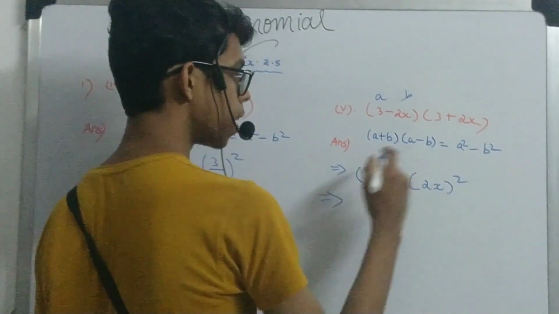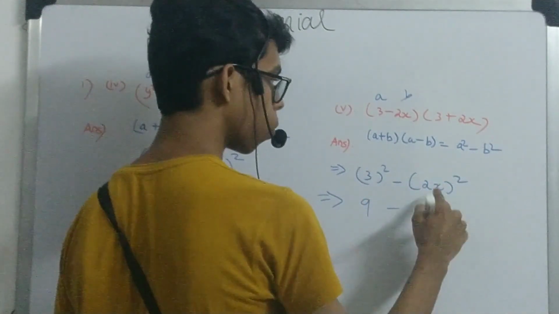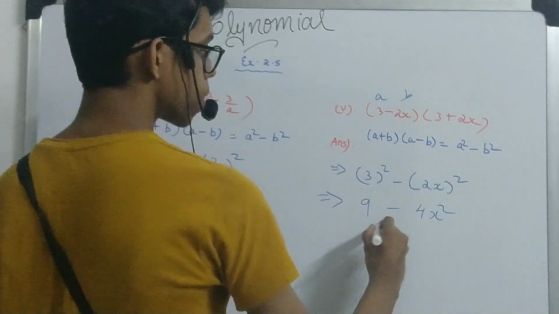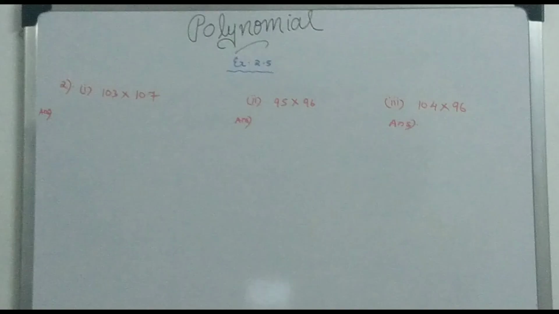So 3 square means 9, minus 2 square means 4, and x square is x square. So 9 minus 4x square. This is the final answer.